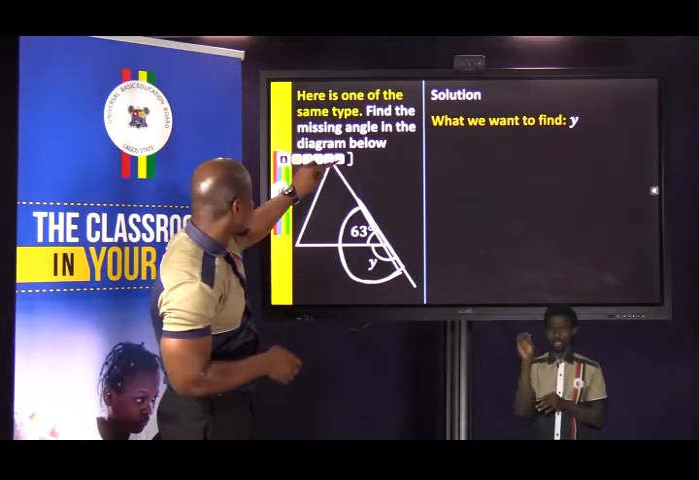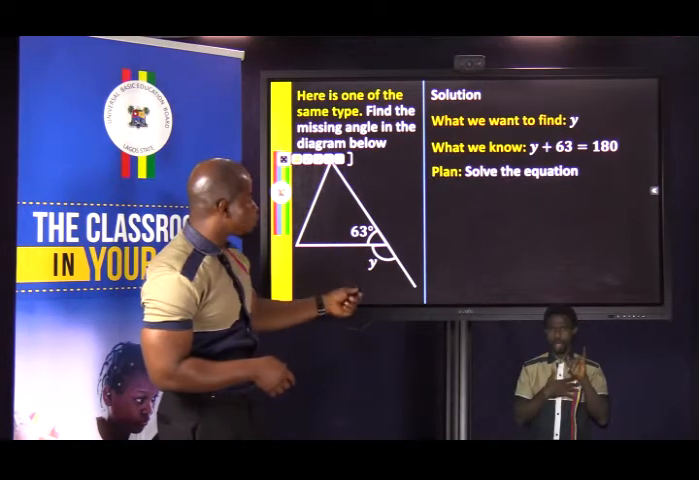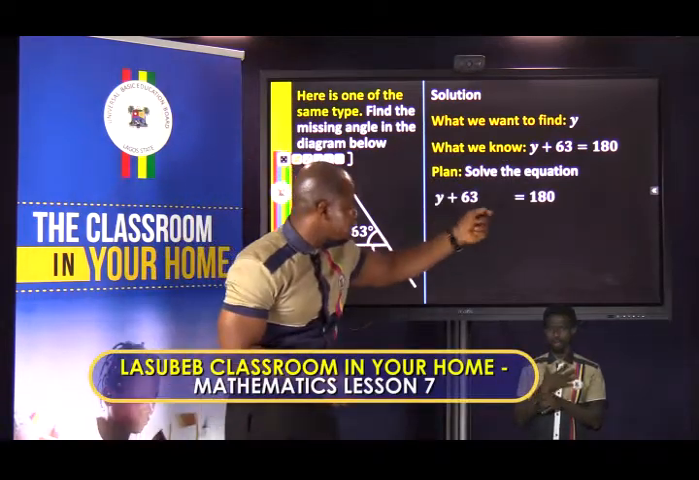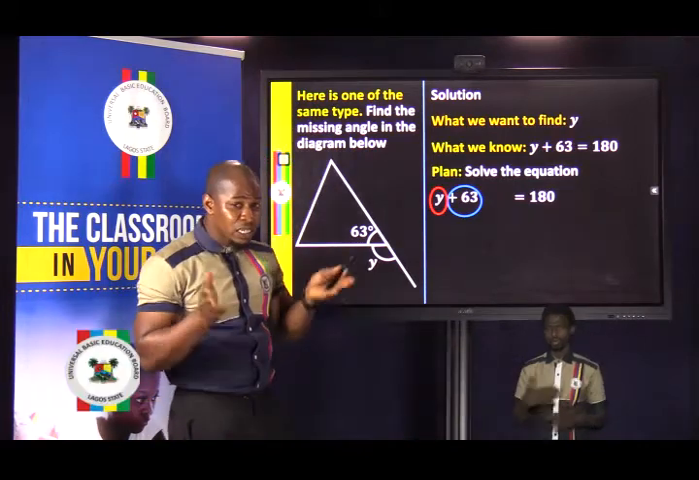Now, working with that, we have 63 and y, and we get 180. We solve the equation. y plus 63 is 180. Then we take 63 to the other side, and it becomes minus 63.